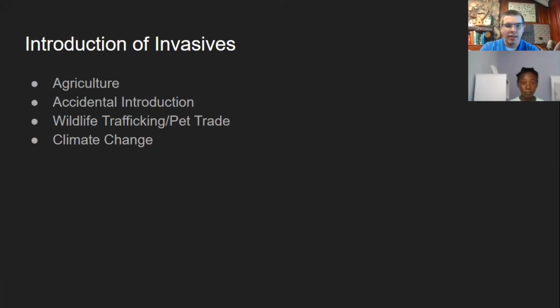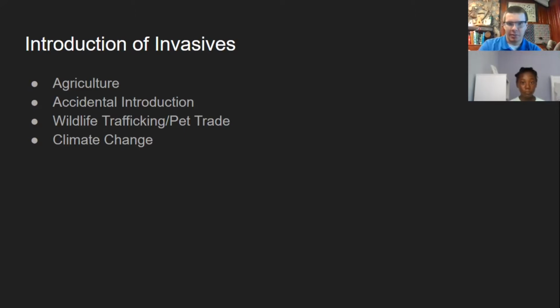to survive. So how do these invasive species appear? How do they get here? They can be introduced through things like agriculture. So if we bring a new type of crop here, then that new type of crop might spread.